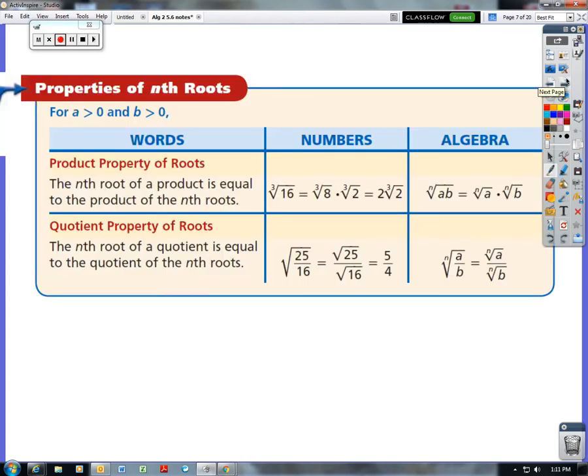Okay, on this chart, the most important part is right here. If you have the nth root of a product, you can break it apart into a product of these individual ones. And then down here, if you have the nth root of a quotient, then you can break it apart into these two. And then they've got some examples here to show you.